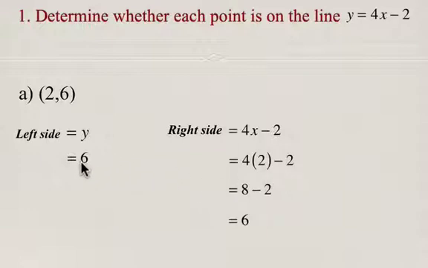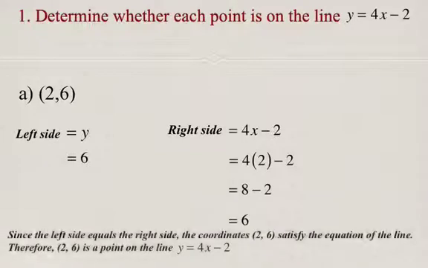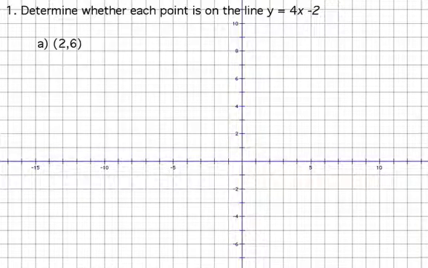So now you'll note that the left side is equal to 6 when we sub in, and the right-hand side is equal to 6. So that means that the coordinates (2, 6) satisfy the equation of the line, and that means that (2, 6) is a point on the line. Now, what you're probably wondering is what all this means.